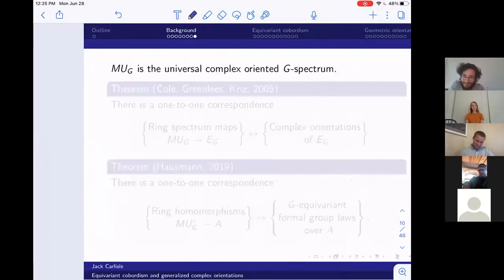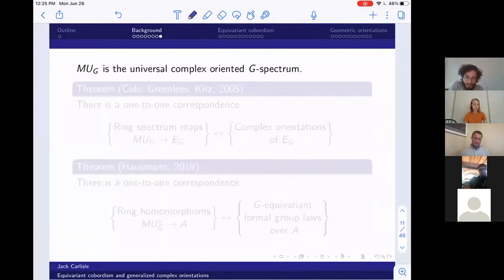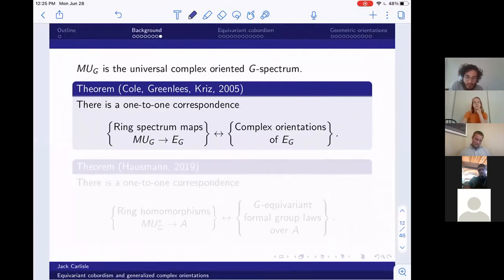Okay, so this is the situation we're in, and this might lead you to believe that these Thom spectra, MOG, MUG, et cetera, are the wrong thing. We thought they were going to represent cobordism of manifolds, and they don't, so we should try something else. But in fact, this spectrum MUG really is the right thing in some sense, and that's made clear by the following pair of theorems, the first one of which was proved in 2005, so you can see that this is more modern work. And it says that complex orientations of a G spectrum EG are in natural bijection with ring spectrum maps from MUG to EG. So this is saying that Thom spectrum MUG really does satisfy the desired homotopical universal property.